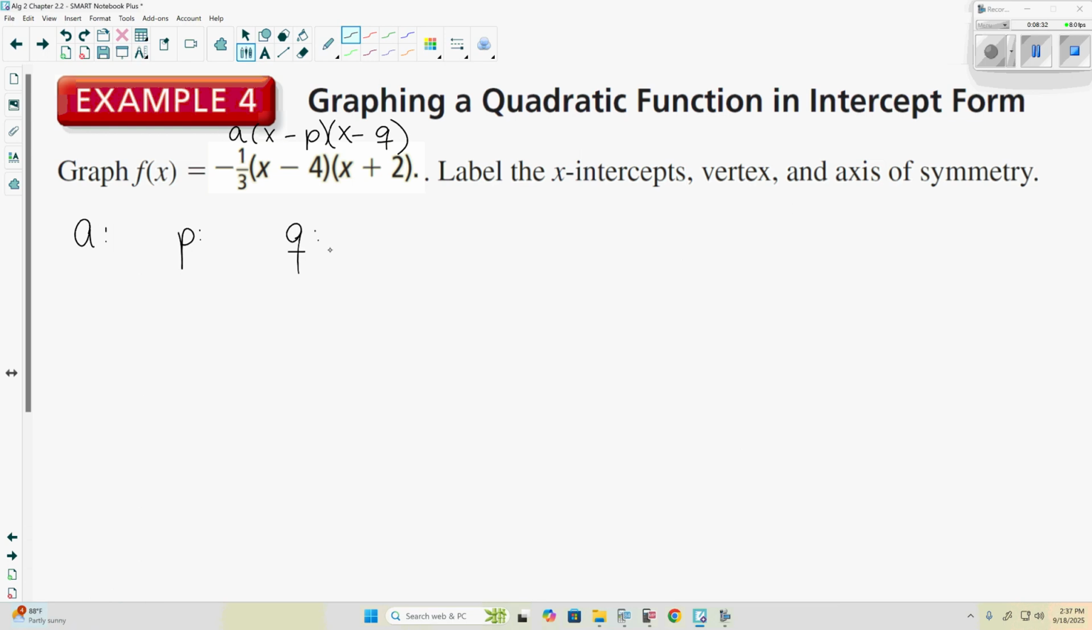So what's the value for A here? Well, A is negative 1/3, yes? What's the value of P? P would be positive 4, yes, because x minus P, x minus 4. Signs aren't changing from the general form to x minus 4, so the value of P is positive 4. Q would be negative 2.